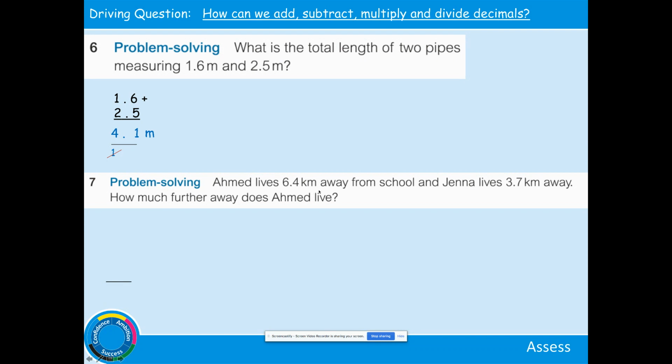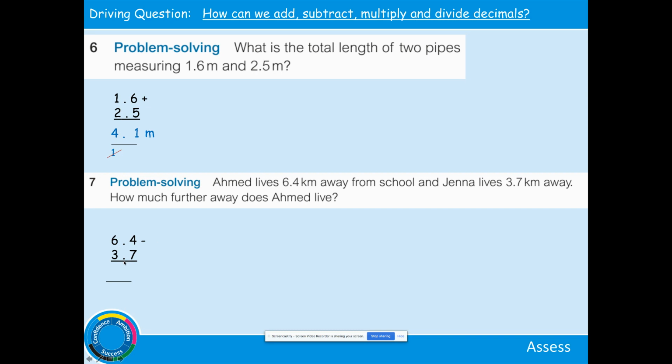Ahmed lives 6.4 kilometers away from school, and Jenna lives 3.7 kilometers away. How much further away does Ahmed live? Okay, so when we're finding a difference between these numbers, we need to do a subtraction. When we're doing a subtraction, we put the largest number down first. So we're going to do 6.4 subtract 3.7.